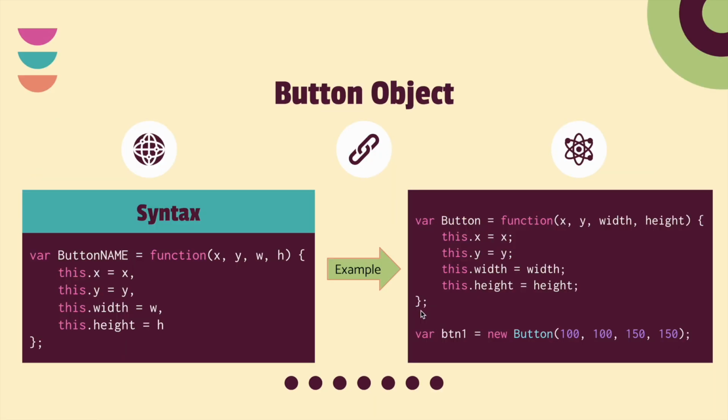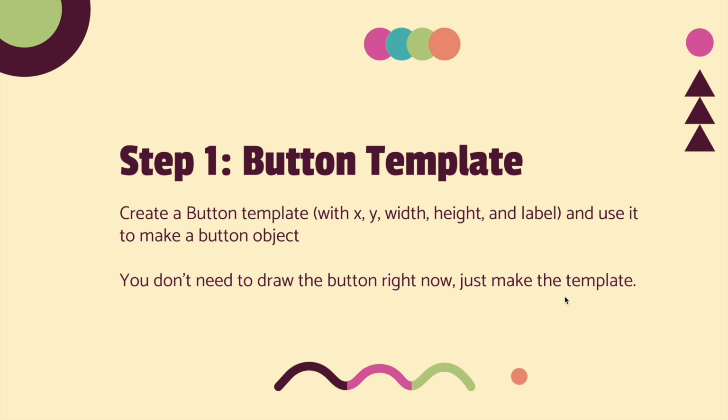So, creating buttons. For the button object, the syntax for the constructor will be var button name is equal to function, then you put your x, y, width, and height. Over here, you're going to set the properties, and then when you're creating new buttons, you will be passing in the different values for where you want it to be. So this is an example of how you could use it.